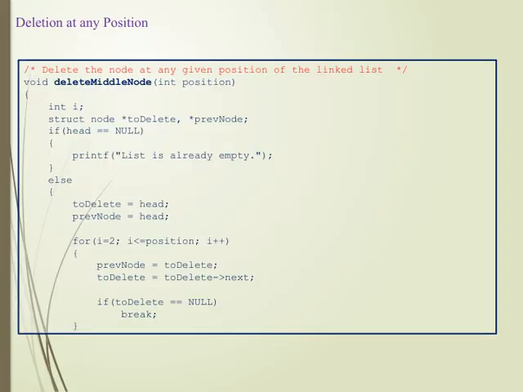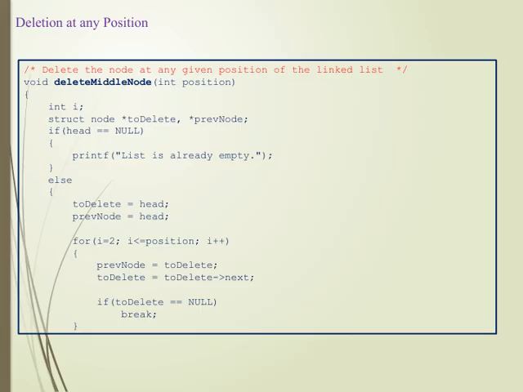Now, let's look at how to delete a node at any position within our linked list. The main idea here is to remove a node from anywhere in the list, not just from the beginning or the end. The function we have, delete middle node, takes a position as its parameter. First, we check if the list is empty by verifying if the head is null. If it is, we simply print a message indicating that the list is already empty because there's nothing to delete.